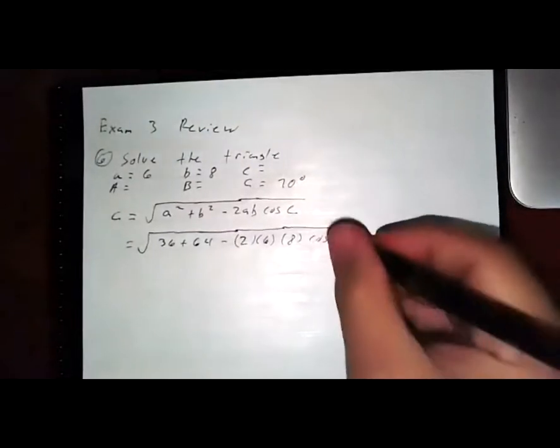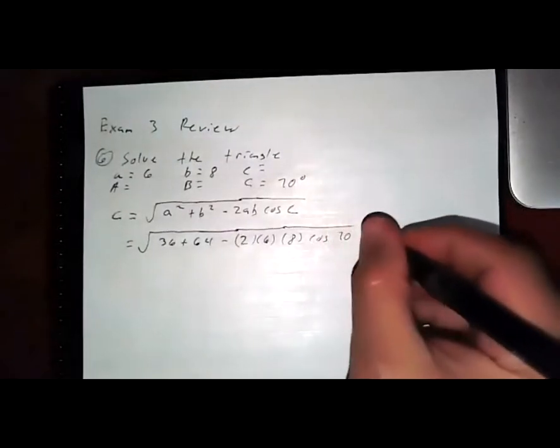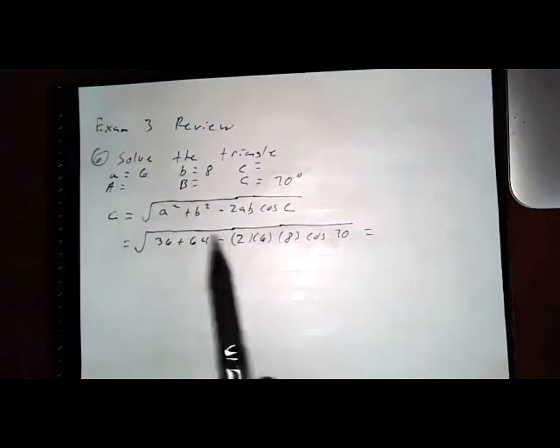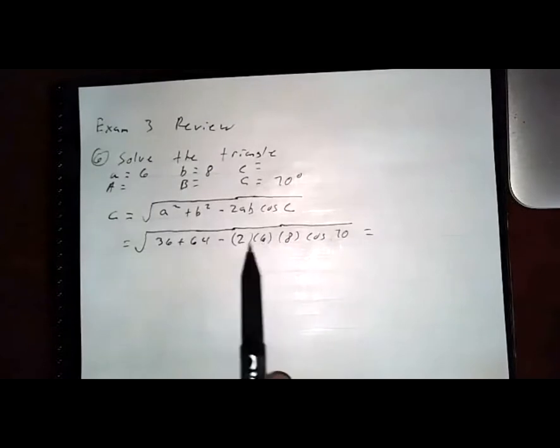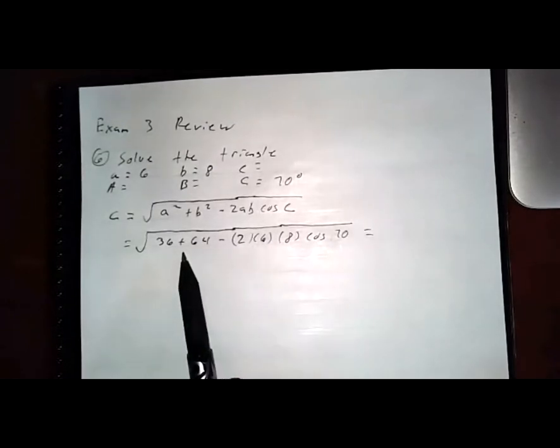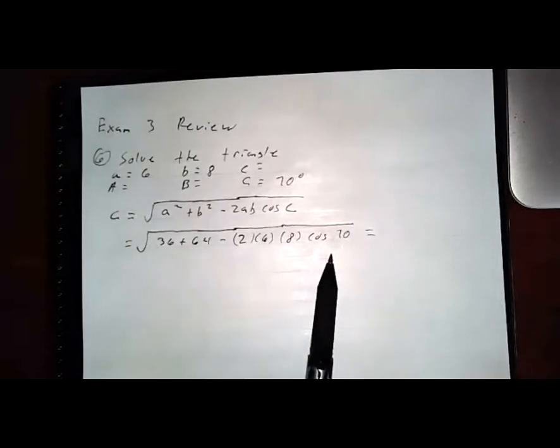At this point, you just plug it into your calculator. And don't make the mistake, there's always a few students that do this. Don't subtract these, because you have to multiply times the cosine first. Then you subtract, right? Or do it all at once in your calculator. Either way.